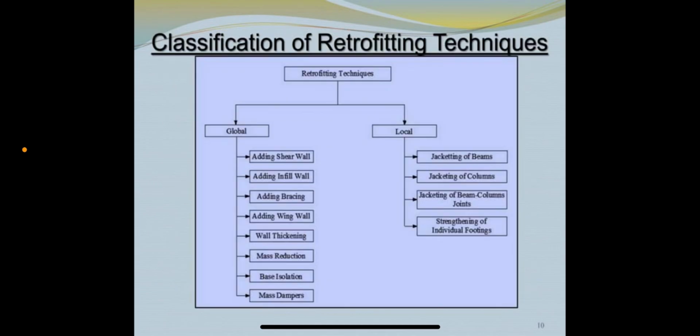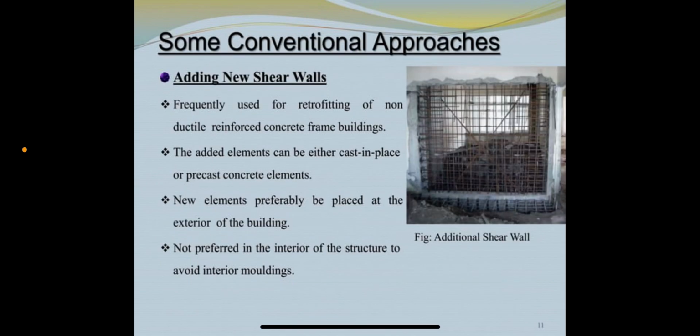Classification of retrofitting: retrofitting techniques are at the global level and the local level. Global level includes adding shear walls, adding infill walls, adding bracings, adding wing walls and the like. Local level includes jacketing of beams, jacketing of columns, jacketing of beam-column joints, and strengthening of individual members.